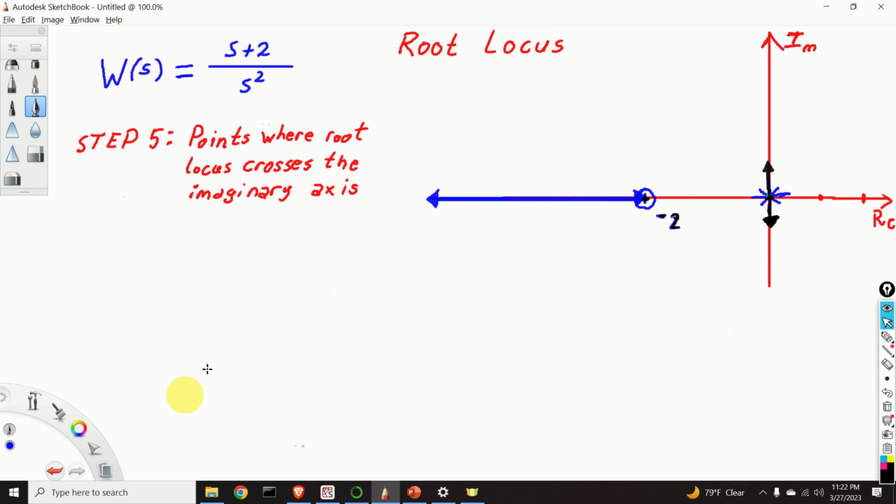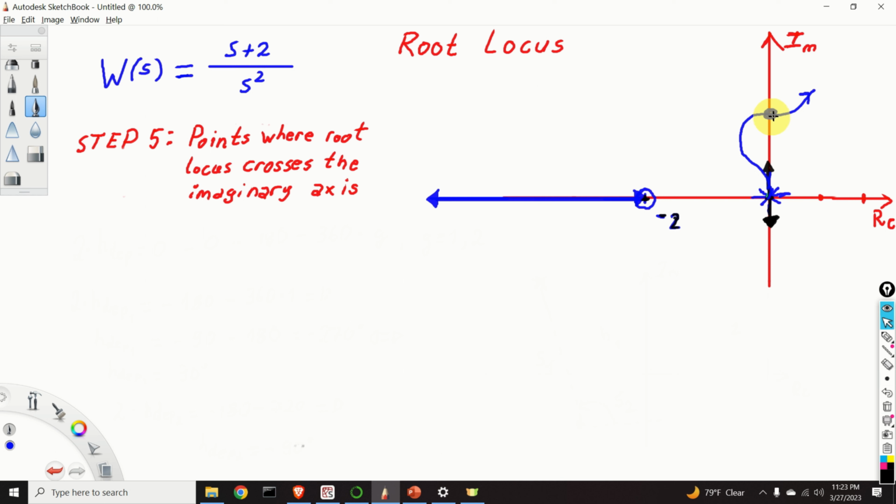Next, we need to compute, or better to say, to find the points where our root locus crosses the imaginary axis. Why is this step very important? This is because the point where the root locus crosses the imaginary axis is the point where we lose stability. Let's illustrate that. We know that we start from here and we kind of go upwards and we go downwards. However, this is just the initial direction. We can have a root locus that's doing something like this.